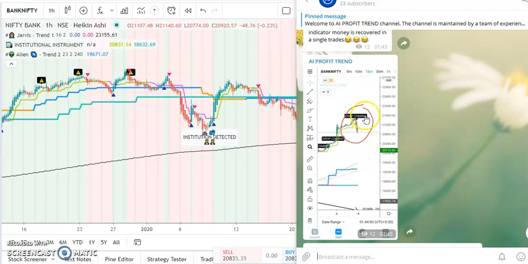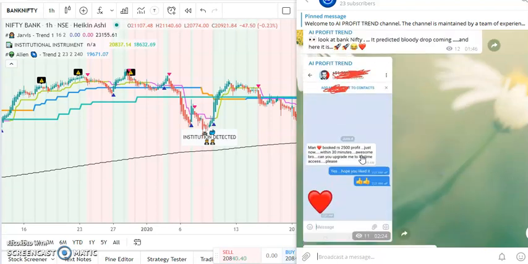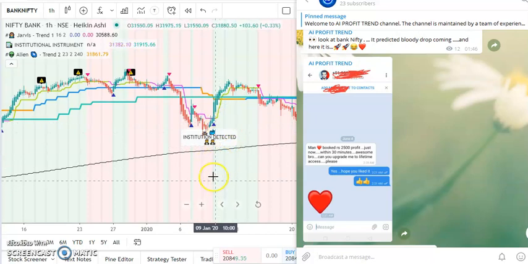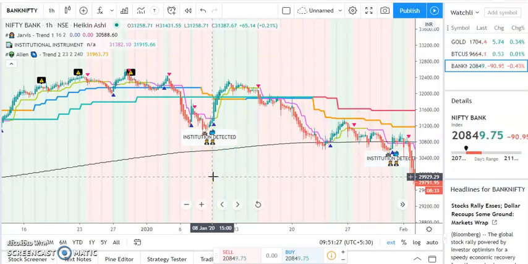See, guys, it already predicted the drop coming, and the drop came. Within 30 minutes, some guy has booked 2,500 rupees profit. Just yesterday we released this indicator. So you should follow what this indicator is telling you. Remember, guys, you should buy only when the triangle appears near any of these three lines, and you should short whenever the triangle appears near any of the three lines.